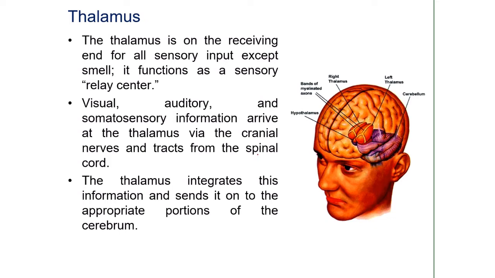Okay, so again, it filters all this information except for smell. Smell, because of the location of the nose and the temporal lobe, can go directly to the temporal lobe without going through the thalamus.